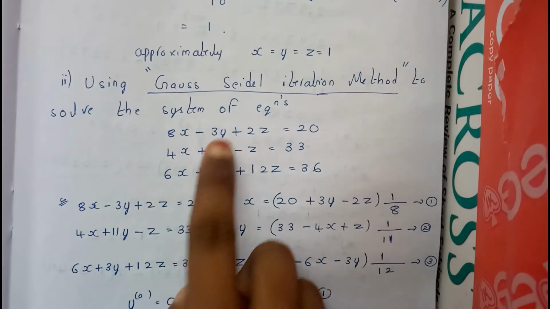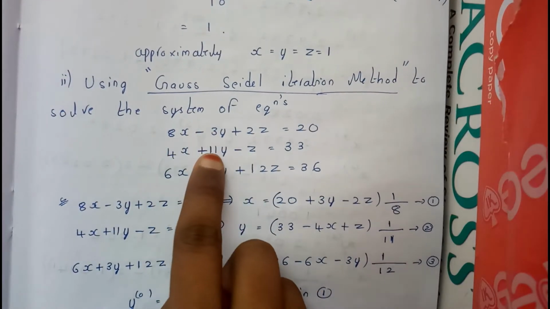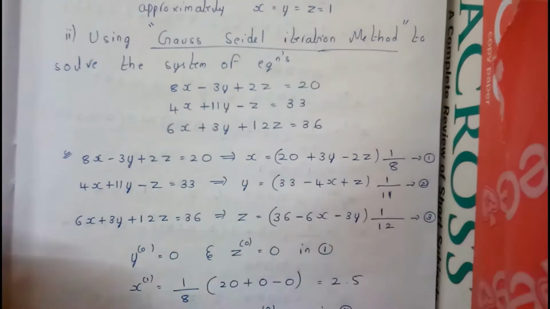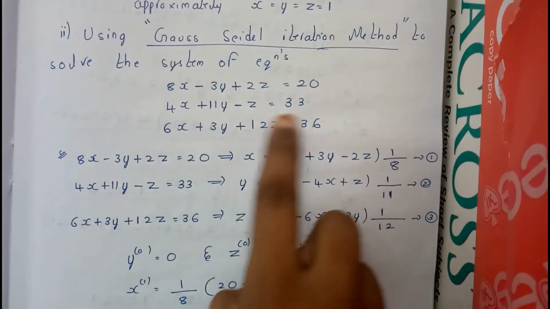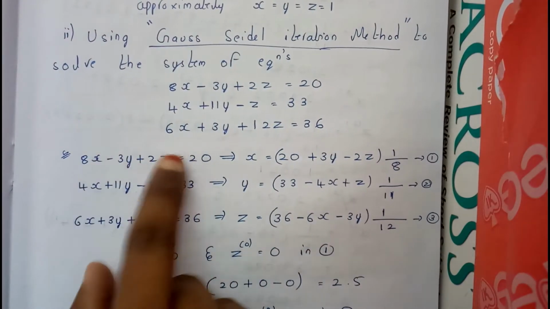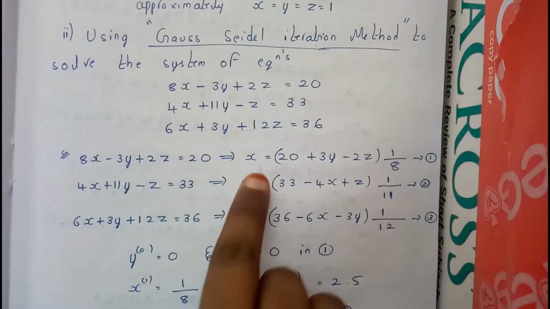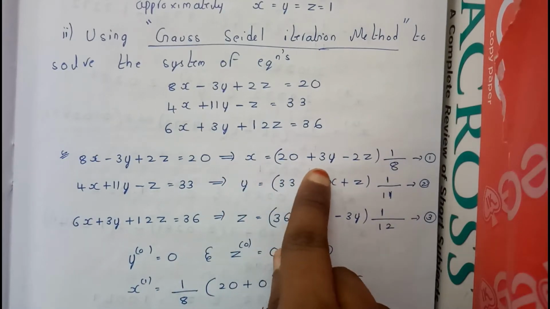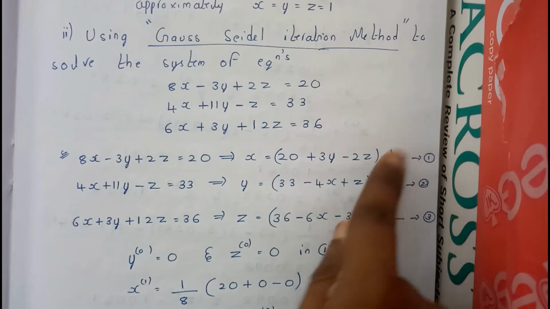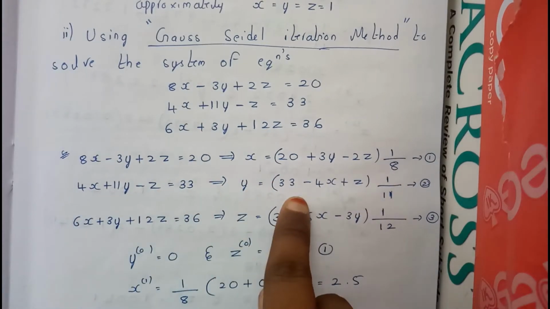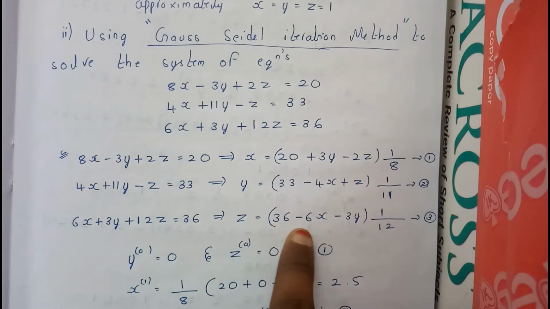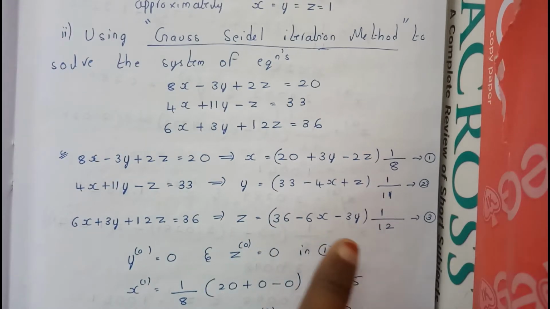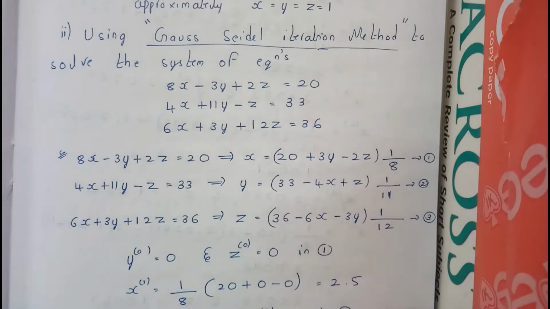Okay, so here there are three equations given in which you need to find x, y and z. Fine. So let's take the first equation and write it in terms of x equals something. I just transferred all the things to the other side except x. So I got x equal to (20 + 3y - 2z)/8, and y equal to (33 - 4x + z)/11, and z equal to (36 - 6x - 3y)/12. So I got these three equations.